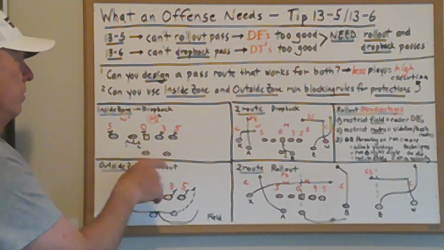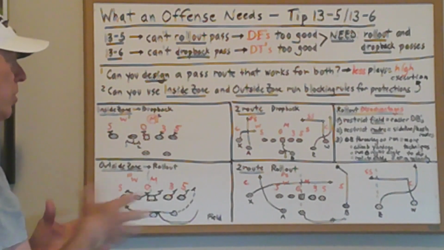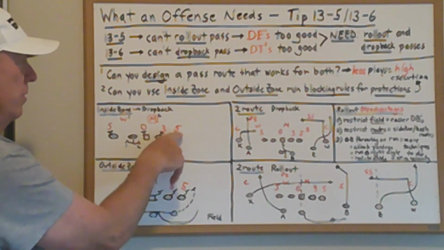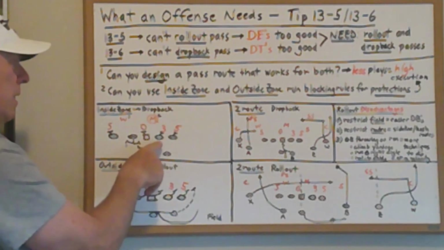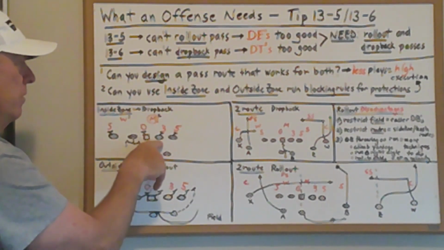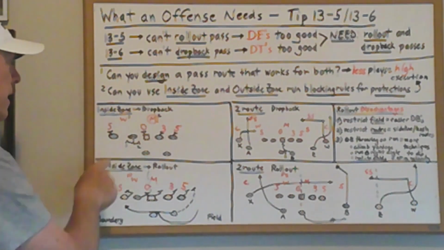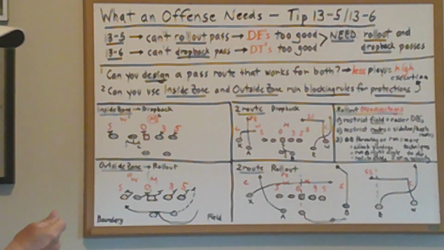So in inside zone, we know that if you're covered, we like to run into the 3 technique, but if you're covered, that's your man. So in this case, the right tackle's covered, and he's blocking the 5 technique. And this is for drop back pass. The right guard is covered, so he's blocking the 3 technique. The center is covered, so he's blocking the shade. And the left tackle is covered, so he's blocking the 5 technique.